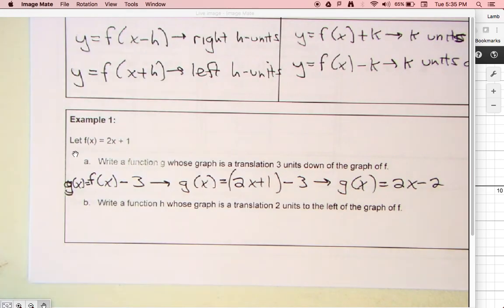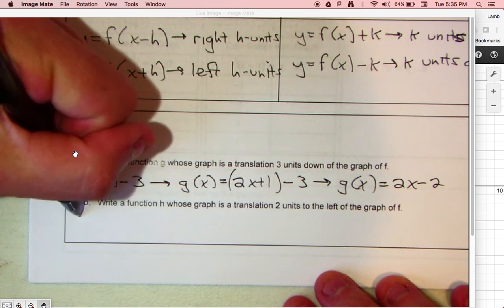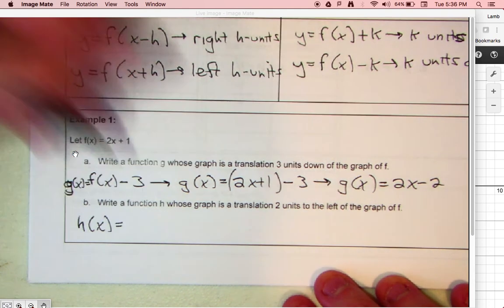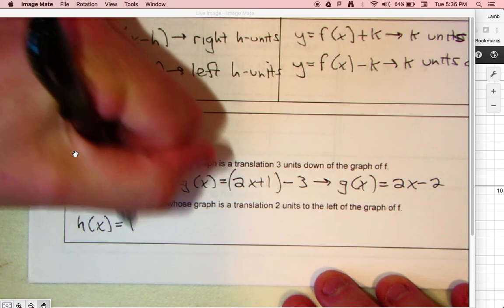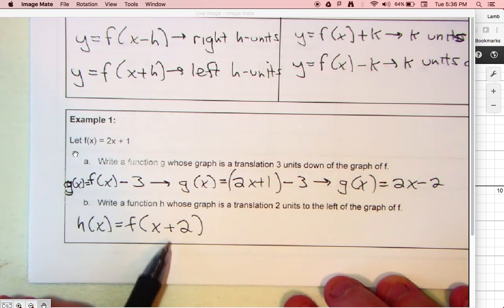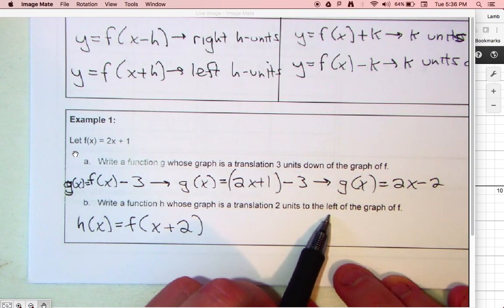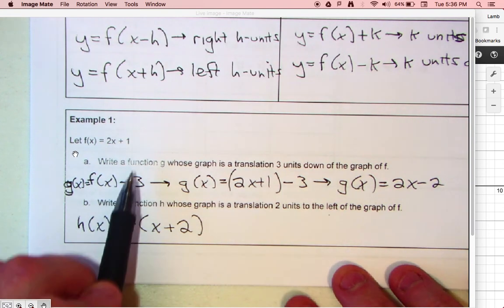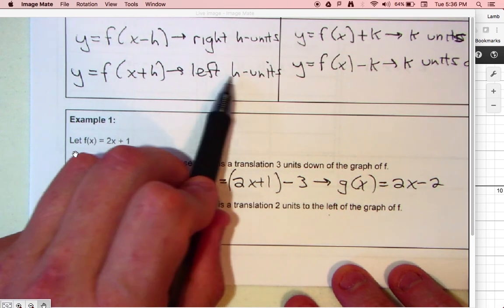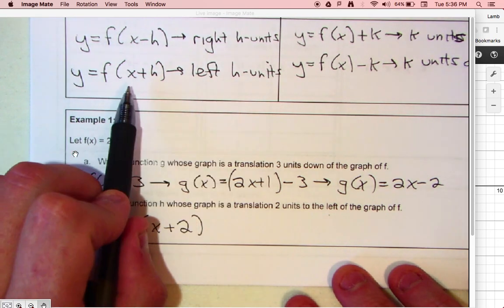Alright, looking at the second example, write a function h whose graph is a translation 2 units to the left of the graph of f. So here's what we know. We know h of x is going to equal f of x plus 2. Now, why is that on the inside? See how it says 2 units to the left? Notice we go x plus h to move left h units, and h is 2 this time.